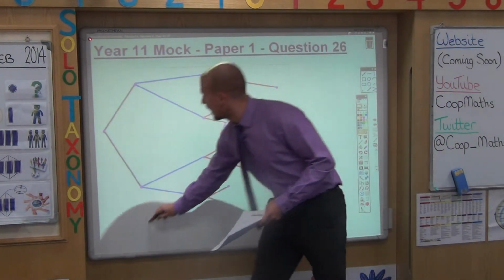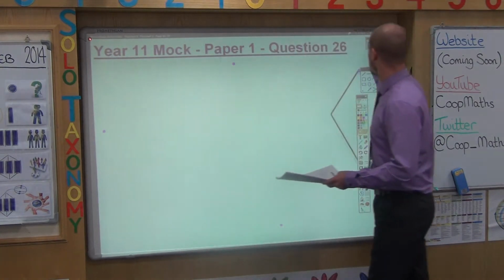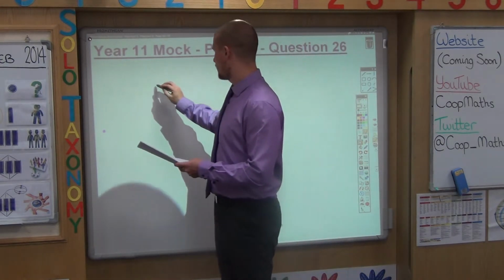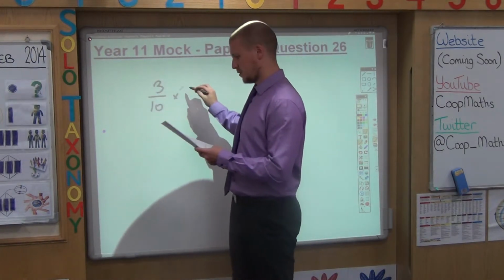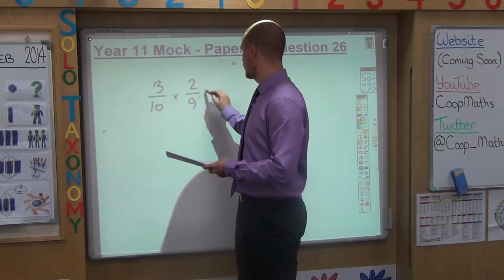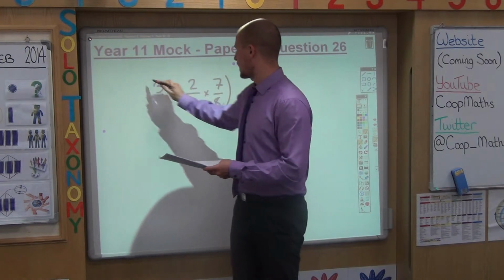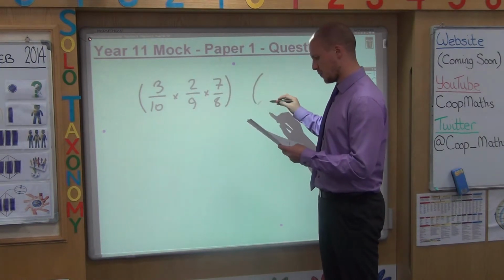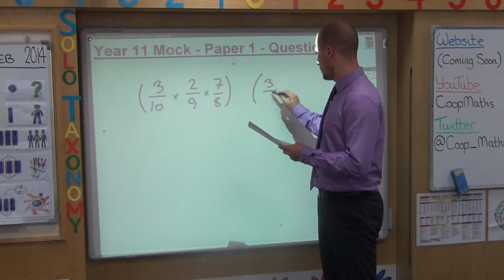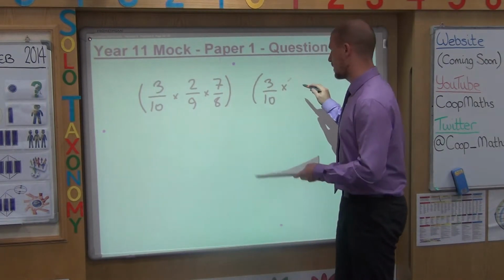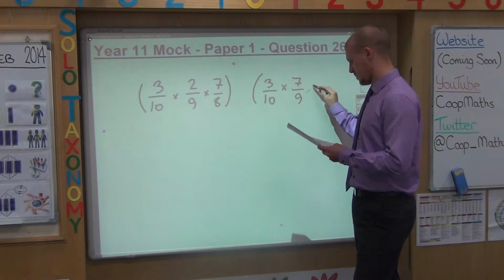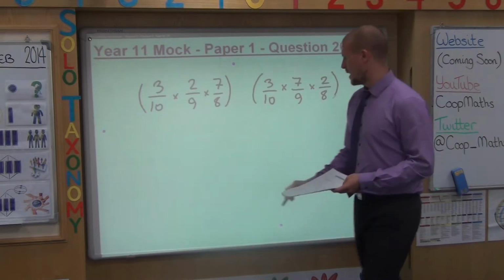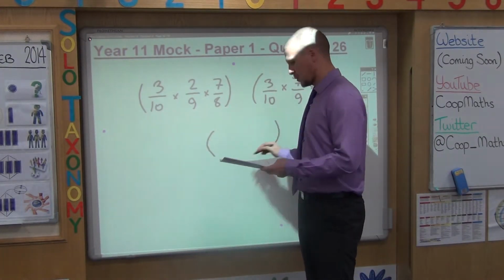We no longer need that anymore. Just rewind if you want to have a look at that. I'm going to go with the probabilities of it. That top one we had was 3/10 times 2/9 times 7/8. Put that in brackets for now. I don't really need to, but that's the probability of the first outcome. The probability of the second outcome was 3/10 times 7/9 times 2/8. And the probability of the third one, which I'm going to put here, I'll explain why in a minute.